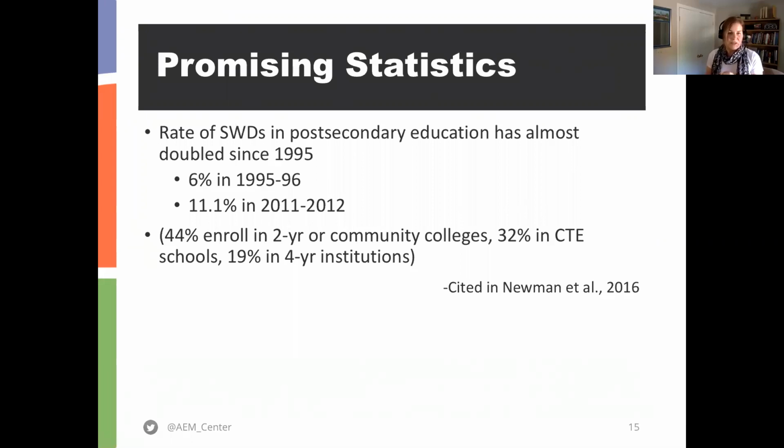And I found it interesting to break down the percentages of where those students who are going on to post-secondary are going. So 44% are enrolling in 2-year or community colleges, 32% in career technical education schools, and 19% of those students are enrolling in 4-year schools.